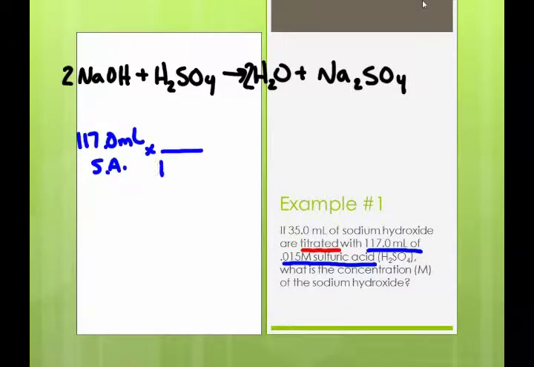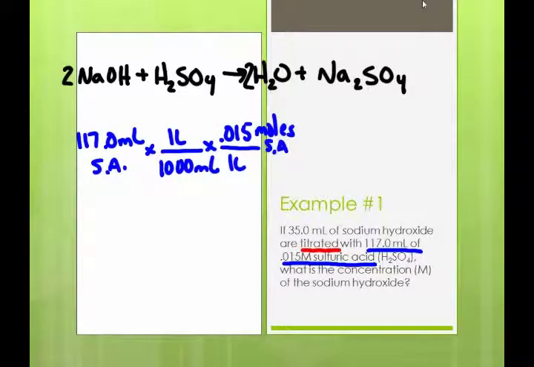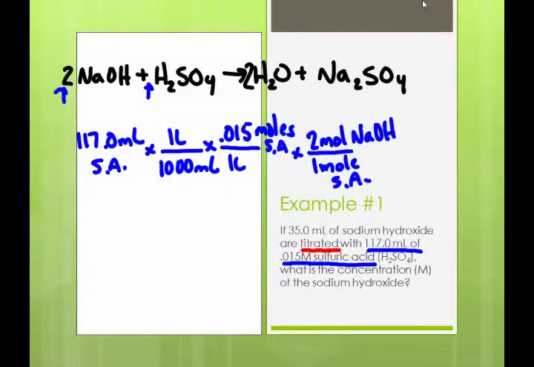So first step when we're thinking with molarity is to get out of milliliters into liters, and then I can use the fact that I know that there's 1 liter per 0.015 moles of SA, sulfuric acid. I'm in moles of sulfuric acid, but really I want to know about sodium hydroxide, so I can check my ratio here and see there's 2 moles of sodium hydroxide for every 1 mole of sulfuric acid. So 1 mole of SA to 2 moles of sodium hydroxide. That takes me to moles of the thing that I'm interested in.